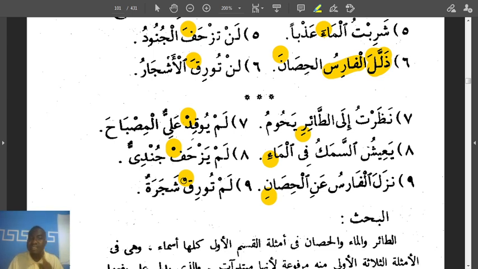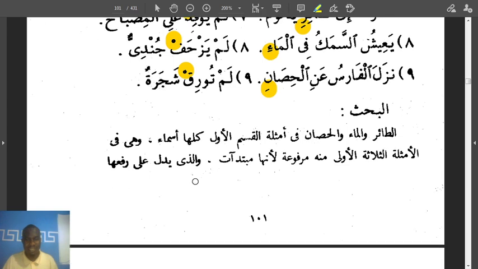In any case that you see a verb taking kasra, call my attention and tell me, you said this, but the verb is now taking kasra. What is happening? Let's resolve it together. Let's go.